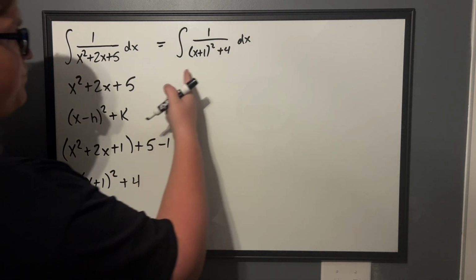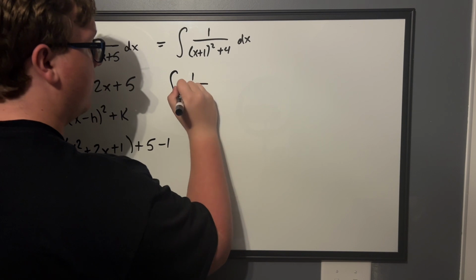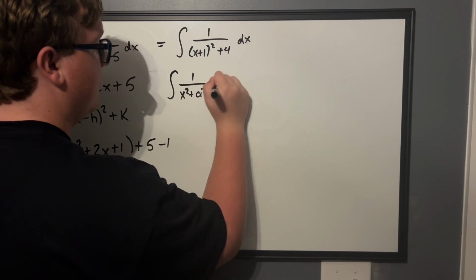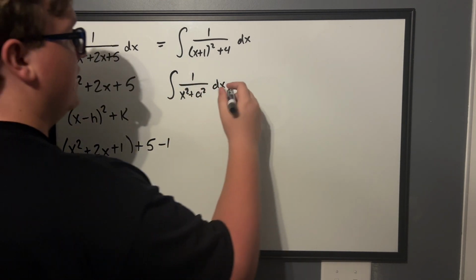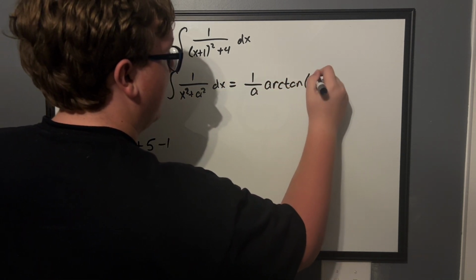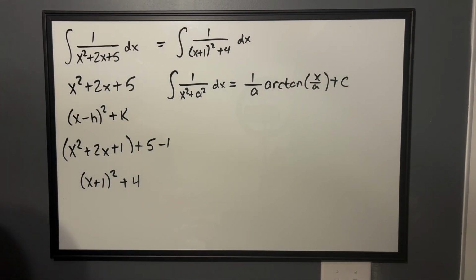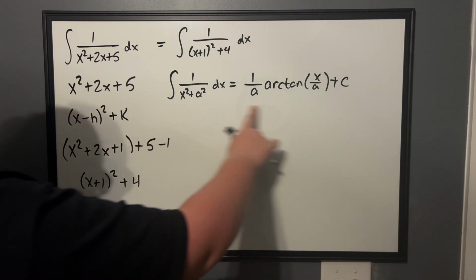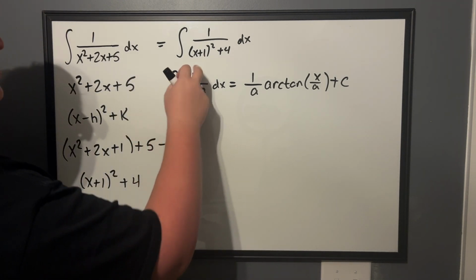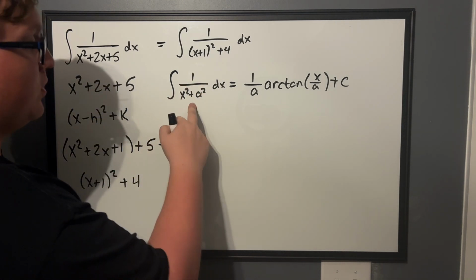So we're going to just write down this formula. The integral of 1 over x squared plus a squared dx, where a is just a constant, is always equal to 1 over a arctan of x over a plus c. Now, arctan is also the same as inverse tangent, if that's the form you're more used to, but I will write arctan just to avoid confusion. So this formula is going to help us out here. Although we don't have x squared, we have x plus 1 squared, so it's still a function in terms of x. And then we have this plus 4, which is really plus 2 squared.